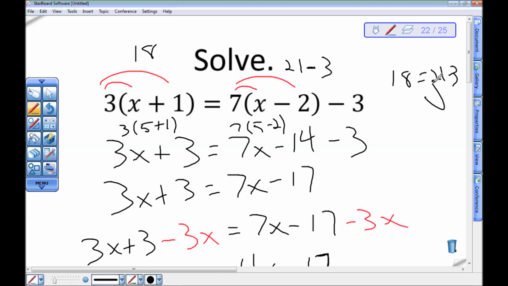So I know, or I am relatively sure, that 18 is the solution. Sorry, not 18. 5 is the number I put in there. 5 is the solution to this equation.